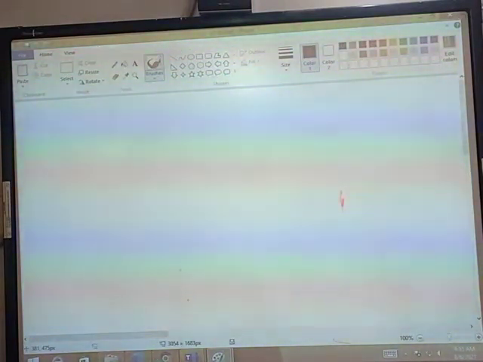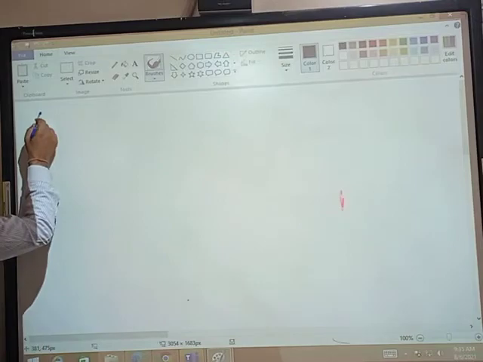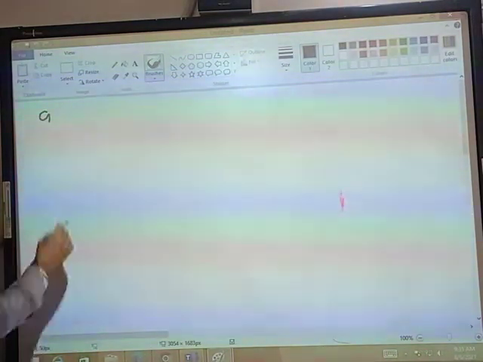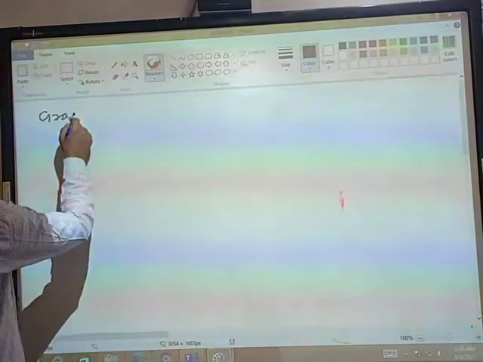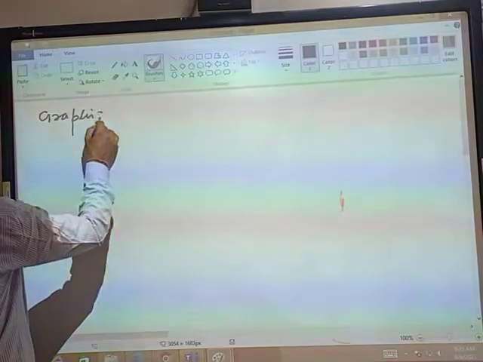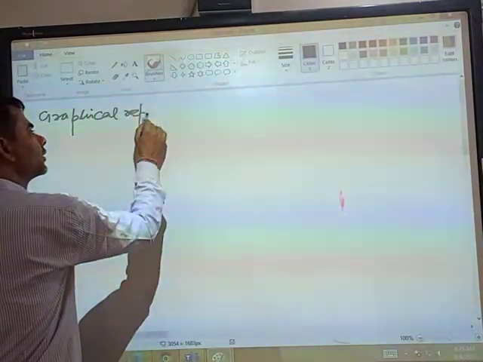Graphical representation of data. Yesterday we discussed the frequency distribution table. Now, graphical representation of data.